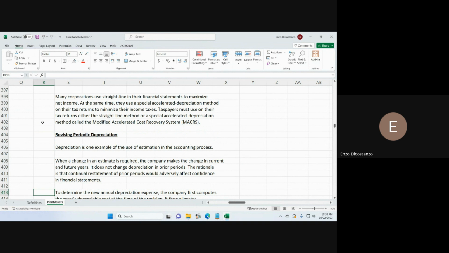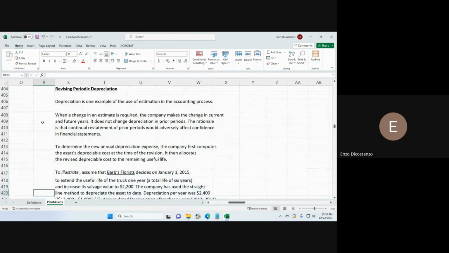But it's a use of estimation in the accounting process. That's what depreciation basically is.